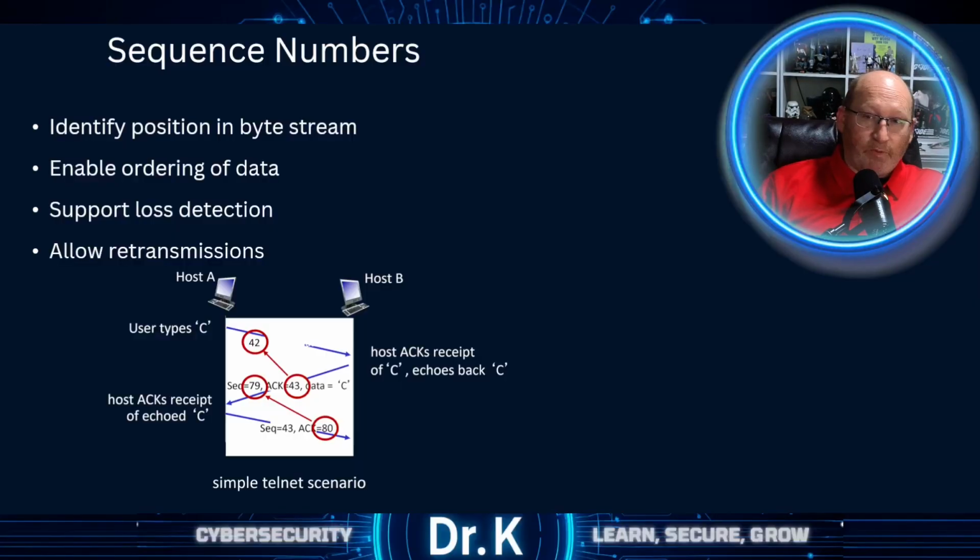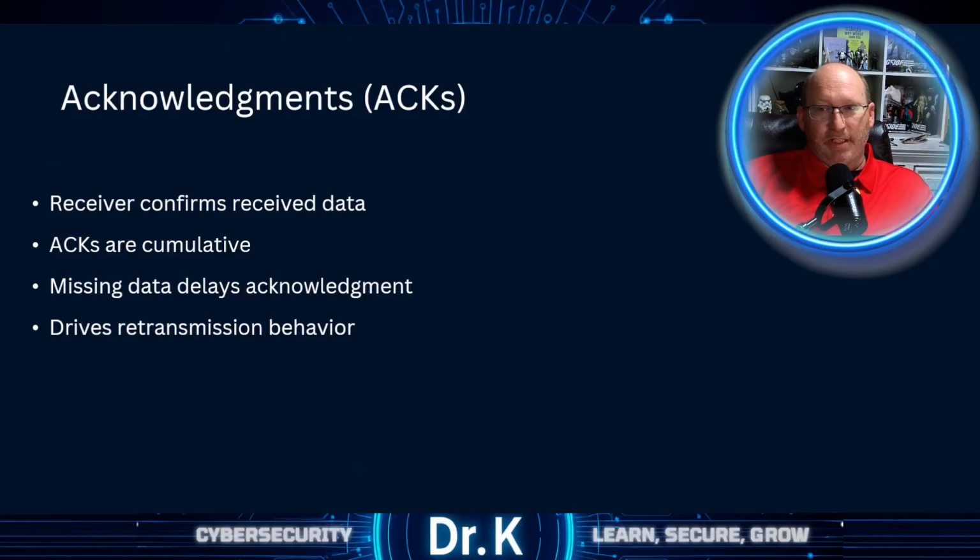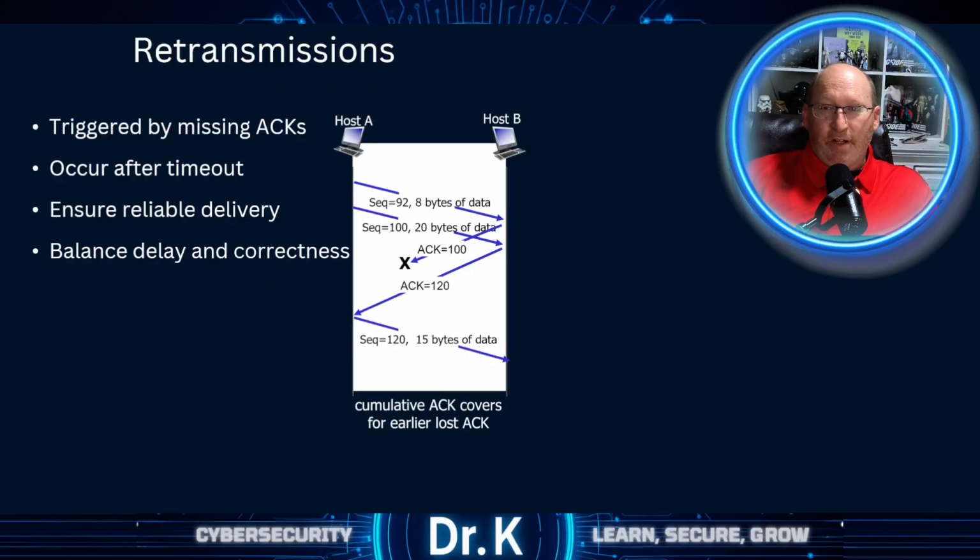TCP uses acknowledgments to confirm the data has been successfully delivered, and those ACKs are cumulative, meaning that they indicate the next byte the receiver expects. If data is missing, the acknowledgments will not advance. This signals a loss to the sender. If the acknowledgment is not received within a certain time, TCP assumes the data was lost and retransmits it. Retransmissions ensure reliability, but they also introduce delay. So TCP must balance responsiveness with avoiding unnecessary retransmissions.